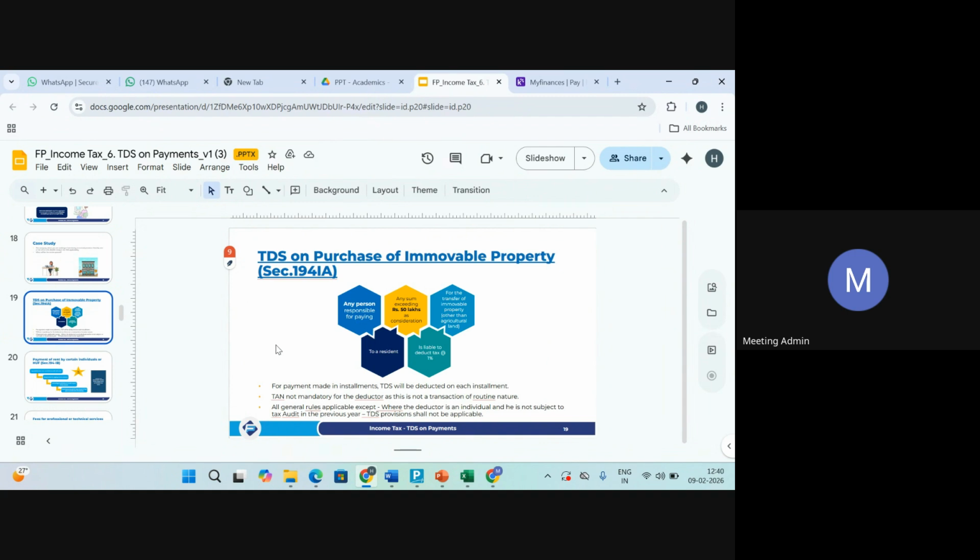So that's the same. Also, all general rules are applicable, except that the deductor has to be an individual who is not subject to audit in the previous year; otherwise the TDS provision shall not be applicable. So here the deductor should be an individual and should not be under any audit, otherwise the provision is not applicable. If you are under audit, the provision will not be applicable and you can't file that. Okay, so that is the point.